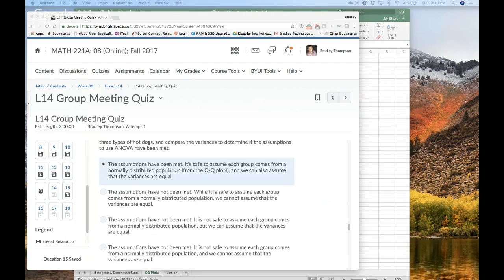Okay, so I found this in our homework. It says, since the largest variance, s squared, is not 4 times larger than the smallest variance, we can assume the variances are equal. The points in the QQ plots for each of the 3 groups, not shown, follow the line closely, suggesting that the data can be assumed to be normally distributed. We conclude that the requirements are satisfied and that it is appropriate to use ANOVA.